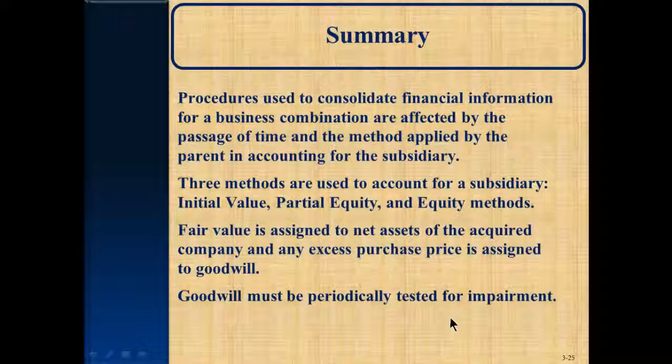Okay, in summary, the procedures used to consolidate for a business combination are going to be affected by the passage of time, and we're going to see that. We see it in Chapter 3, we see it in Chapter 4, and the three methods that you use, initial value, partial equity, and equity, are going to get you the same result, and you do have to test your goodwill for impairment.